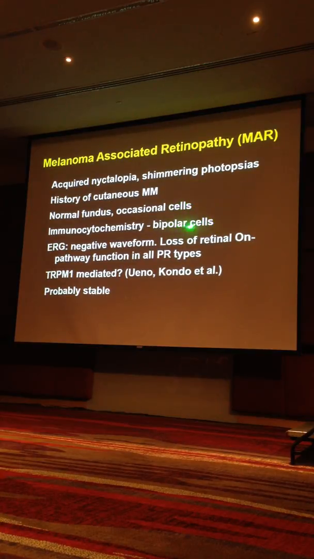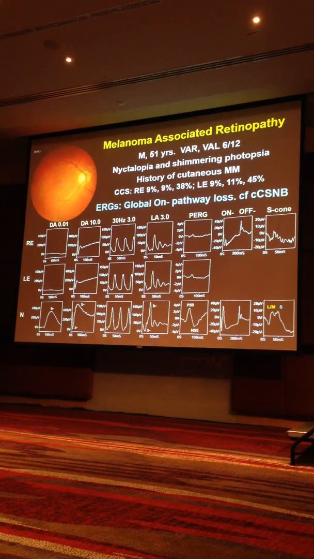We know that it's a bipolar cell disease on immunocytochemistry, and the ERG is characteristic of loss of all on-pathway function because of loss of synaptic transmission. And some of it, at least, is mediated through TRPM1, which is a cause of recessive congenital stationary night blindness. And this is a typical patient.